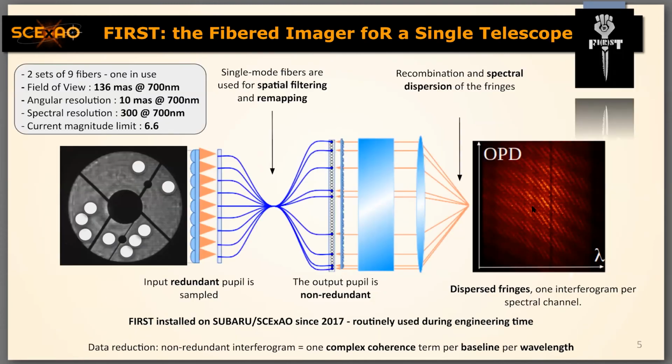And this is exactly what the first instrument installed on the SCExAO platform at Subaru does. There are 2 sets of 9 fibers, and we use one of them at a time. This allows a resolution of 10 milliarcseconds at 700 nanometers. The instrument covers roughly 650 to 800 nanometers with a spectral resolution of 300. As you can see in the middle, we have this array of single mode fibers that are rearranged into a nonlinear one-dimensional array, on top of which we have an anamorphic lens and a prism, which allows spectral dispersion on one axis and the fringes on the other.